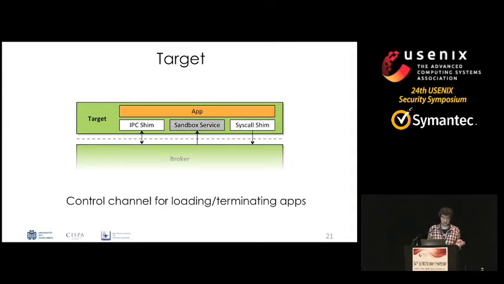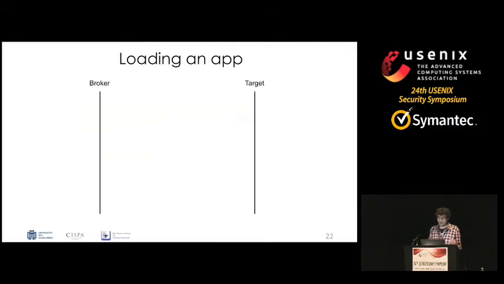The sandbox service is the control channel for the broker to actually load and terminate apps in the target isolated process. So that sandbox service is tagged as an isolated process, so it basically creates that isolated process. That's one of its purposes. One of the main challenges was, how do we actually load that untrusted app into our isolated process? The high level idea is that we just mimic what the system would regularly do when it loads an application.